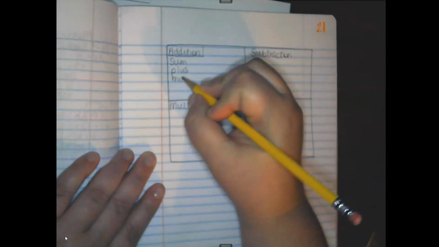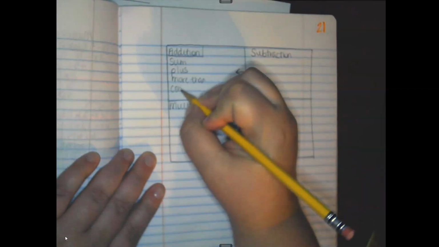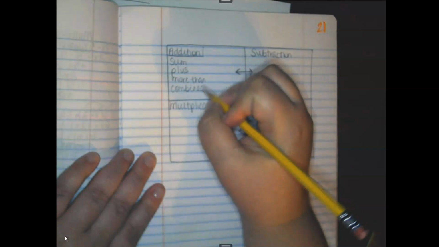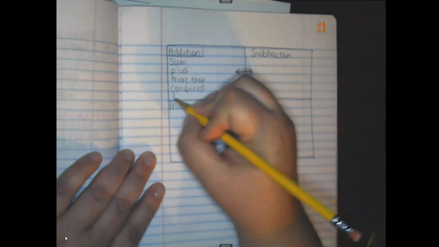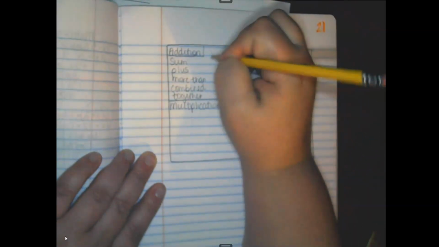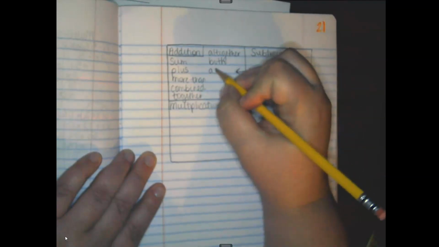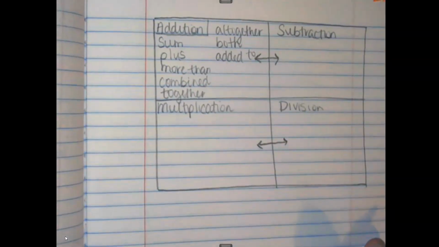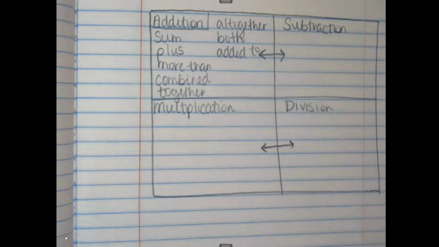More than. Combined. Together. All together. Both. Added to. Oops, sorry, that is very blurry. And I'll zoom in a little bit. So go ahead and get those copied down as different types of addition words.